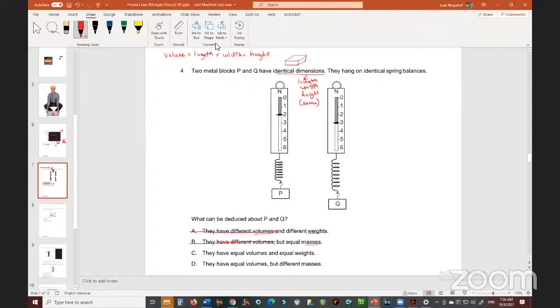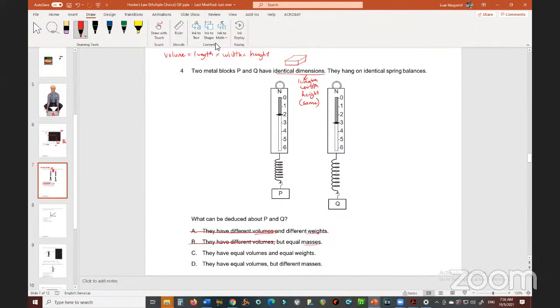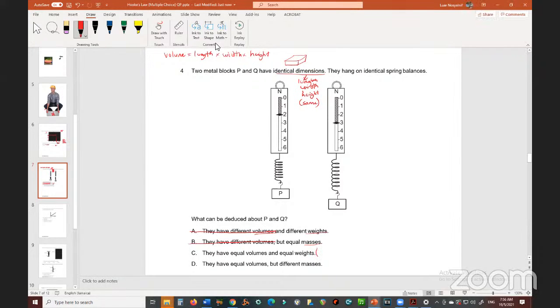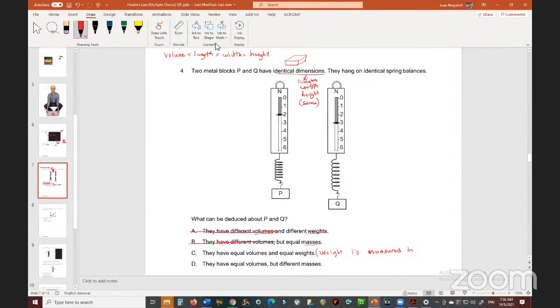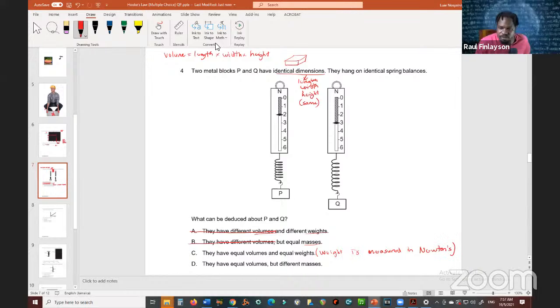Sir, may I say D? Yes, D. All right, because now we know the volumes are equal. The first part is the same for C and D, but D would be more preferable: equal weight. But what is weight measured in? Newtons. Not kilograms. Weight is measured in newtons. Mass is measured in kilograms. Go into the exam knowing the difference there.